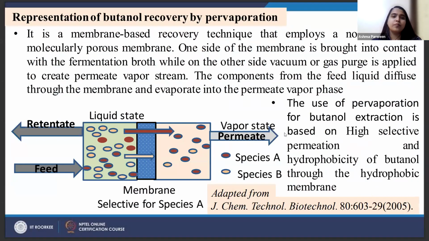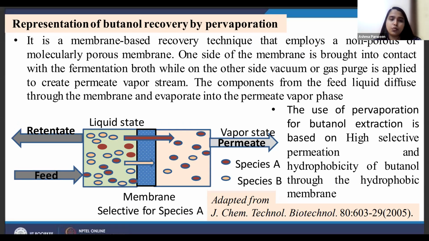Next is butanol recovery by pervaporation. It is basically a membrane-based technology, which consists of a non-porous or molecularly porous membrane. It means some of the molecules can pass through these membranes, but it inhibits other molecules from passing. So what happens is that the butanol passes through these membranes and we get the butanol from the membranes, and whatever is retained on the membrane we get as retentate.